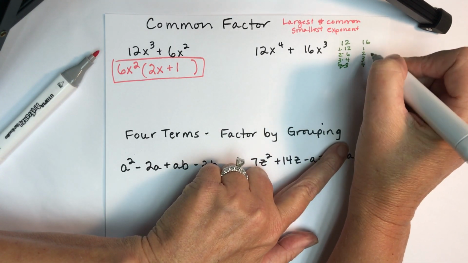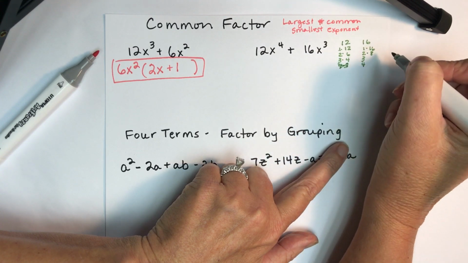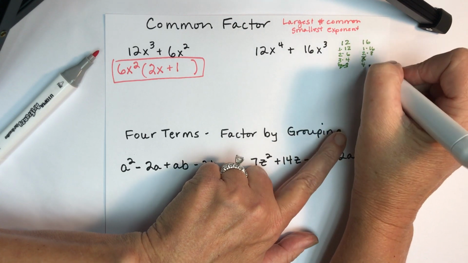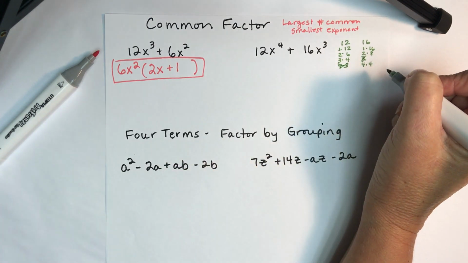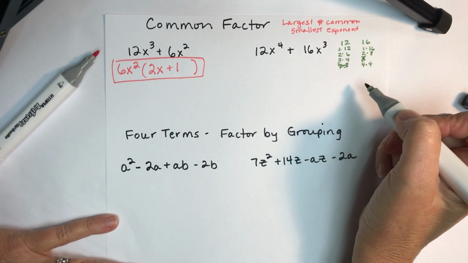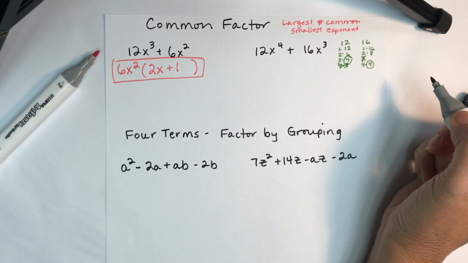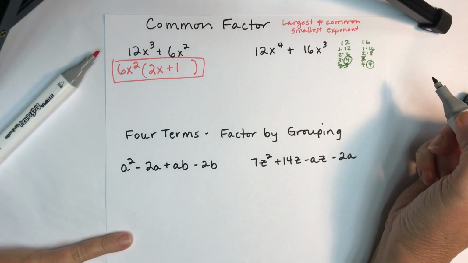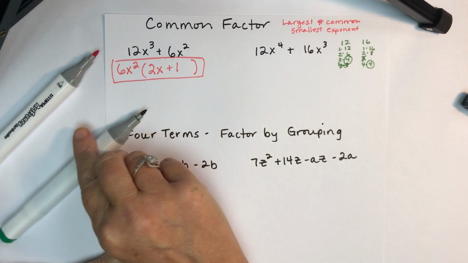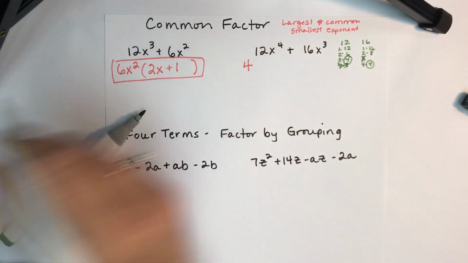Then we can do the same thing with 16. 16 divided by 1 is 16. 16 divided by 2 is 8. 16 divided by 3 is a decimal. But 16 divided by 4 is 4. So you're looking at both of these. They both have a 2 in common, but you want the largest number that they both have in common, which for this one is a 4. And so that's one way of finding the largest factor, is by just looking at all the factors and picking the biggest one that they both have in common. So they both have a factor of 4, so we're going to pull a 4 out.